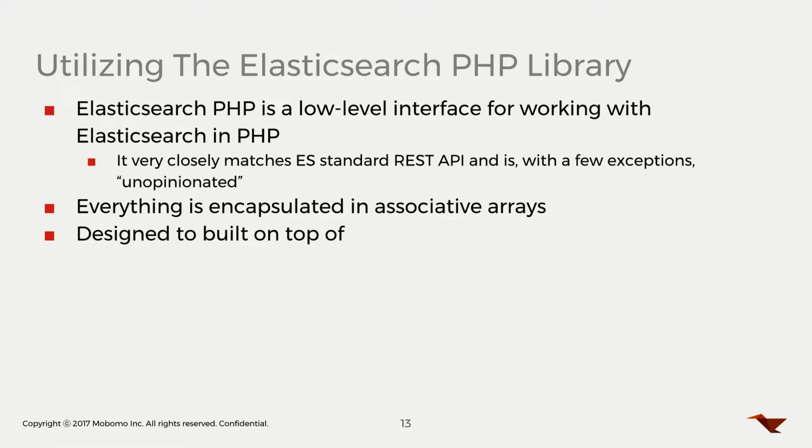Elasticsearch PHP is the library that we're going to be working with. It's a very low-level interface. It doesn't assume very much at all of what you want to do, which means there's not a whole lot of convenience stuff in there. There's a few exceptions, but not much. It's going to be straight up whatever you write. It very closely matches the standard that Elasticsearch uses in its curl request. Everything is encapsulated in an associative array, which is what you'll see. And so if you're working in Drupal, it should be pretty familiar. And it's designed to be built on top of. We'll actually talk about a module that is built on top of it toward the end of my part of this talk.